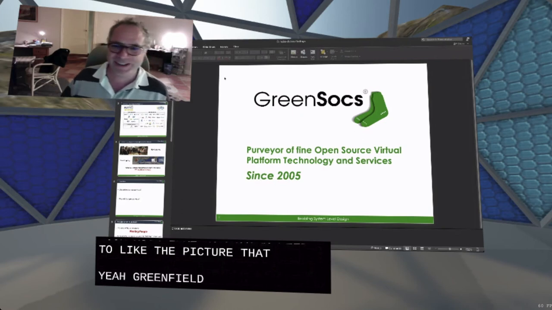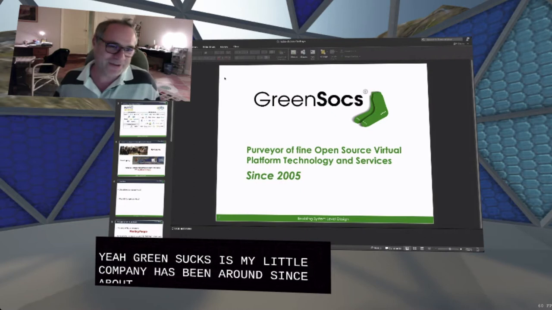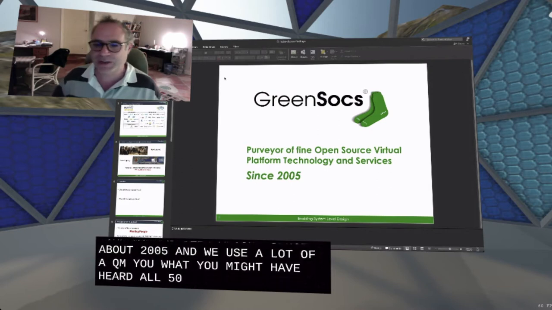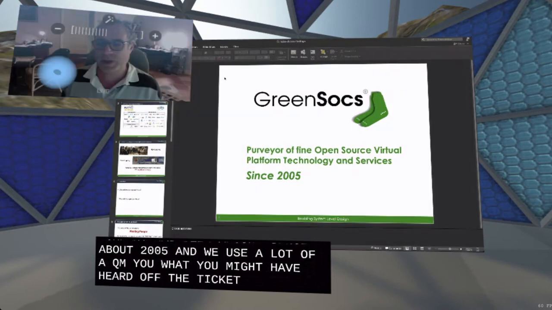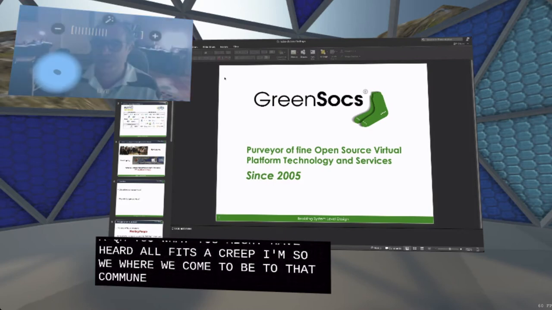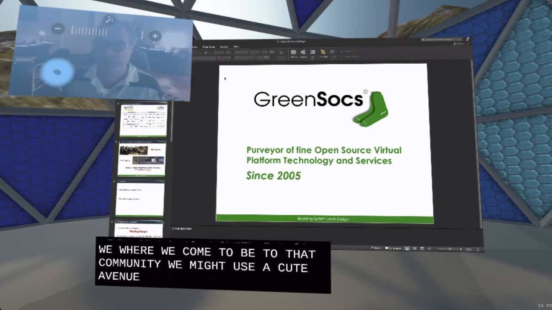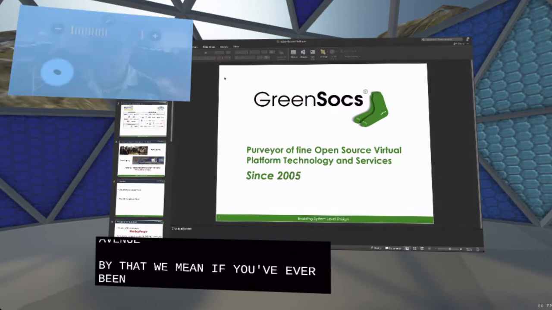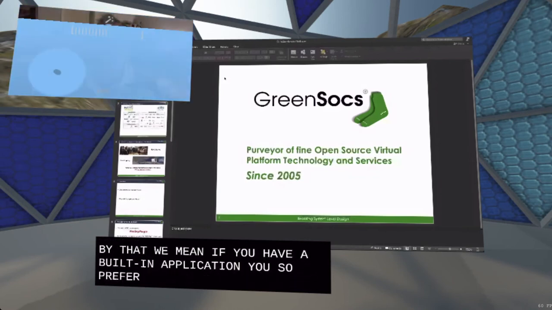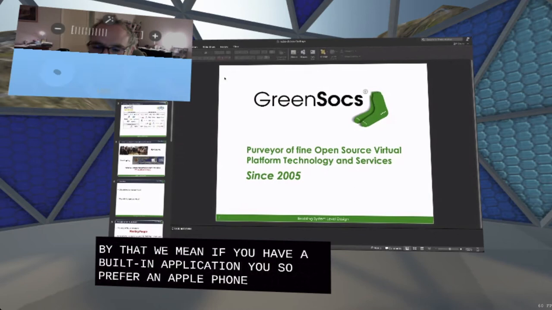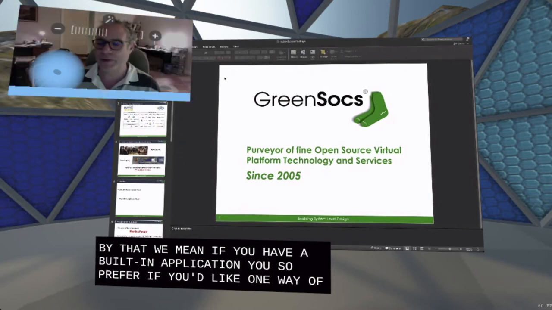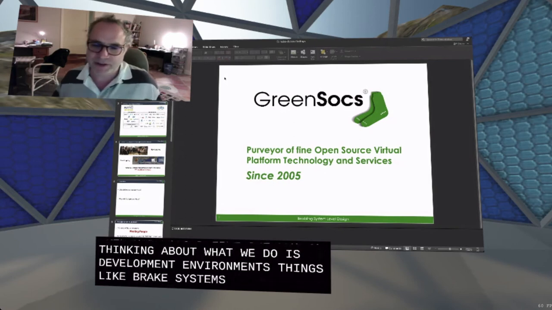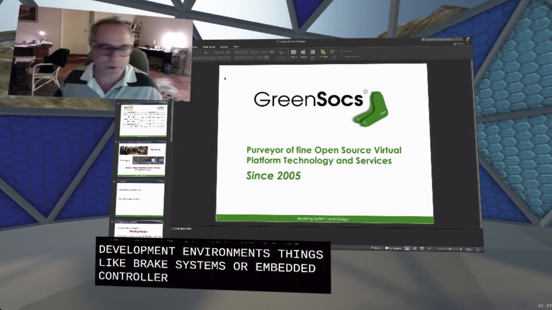But GreenSocs is my little company. It's been around since about 2005. And we use a lot of QEMU, which you might have heard of, particularly potentially in the context of KVM. So we contribute to that community. We make use of QEMU. And we build virtual platforms for people. By that, we mean if you've ever built an application for an Apple phone or something like that, you get a development environment. Well, one way of thinking about what we do is development environments for things like brake systems or embedded controllers of one shape or another. So that's what we do.